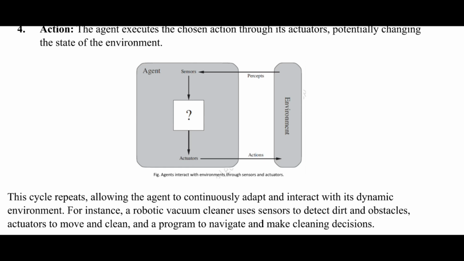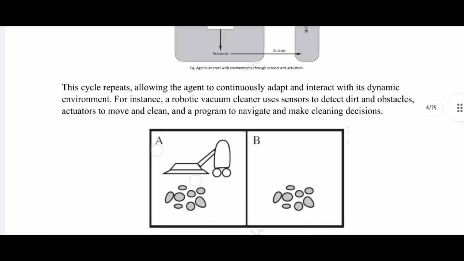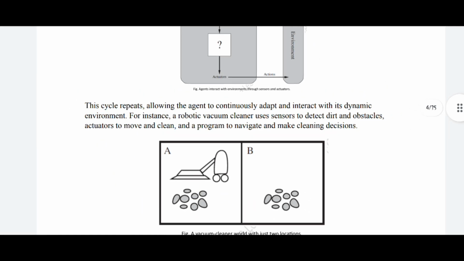Before, I told you that it's the first stage of the agent, so there is no thinking, but they can provide actuators, they can give the actions. That is the main reason. And here some simple information is also there. So the cycle repeats, allowing the agents to continuously adapt and interact with the dynamic environment.